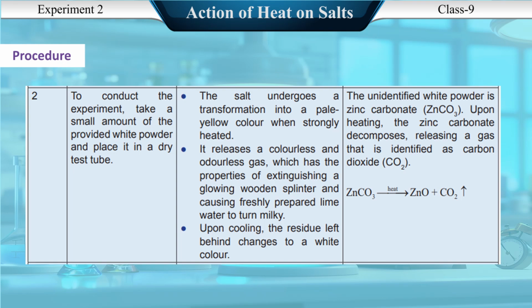2. To conduct the experiment, take a small amount of the provided white powder and place it in a dry test tube. The salt undergoes a transformation into a pale yellow color when strongly heated. It releases a colorless and odorless gas, which has the properties of extinguishing a glowing wooden splinter and causing freshly prepared lime water to turn milky. Upon cooling, the residue left behind changes to a white color. The unidentified white powder is zinc carbonate. Upon heating, the zinc carbonate decomposes, releasing a gas that is identified as carbon dioxide.